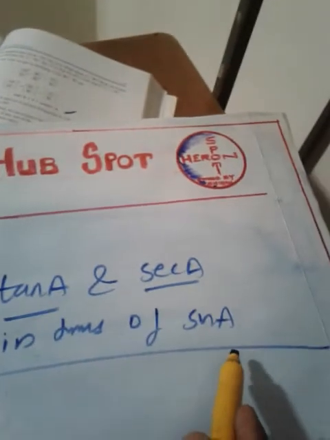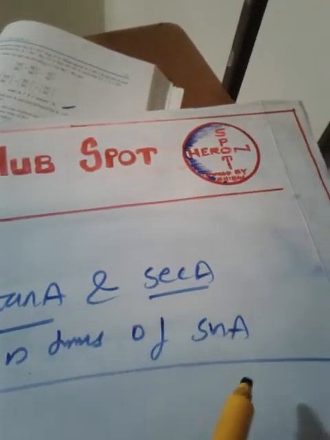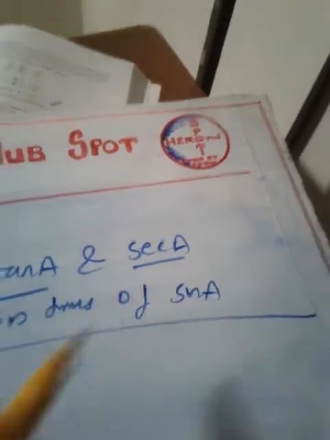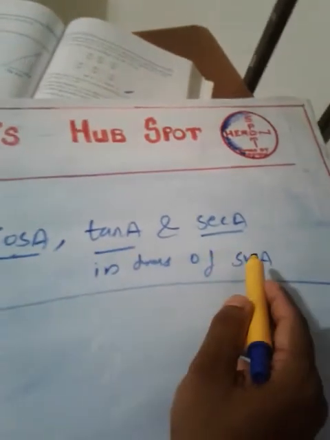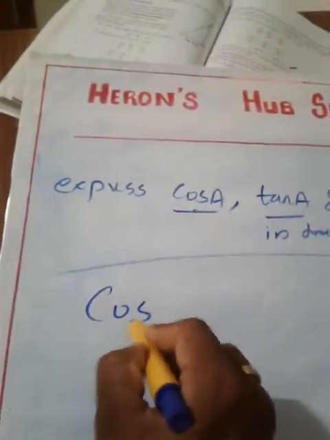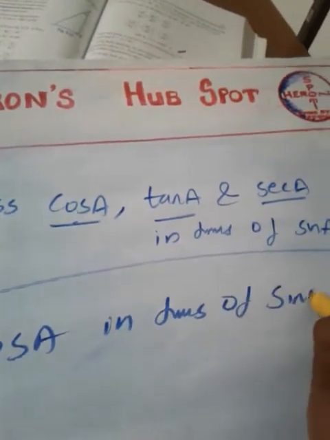That expression should contain only sin A. And we have to find an expression for sec A. That expression should contain only the trigonometric ratio sin A. So let me start from the first question. I'm going to express cos A in terms of sin A first.